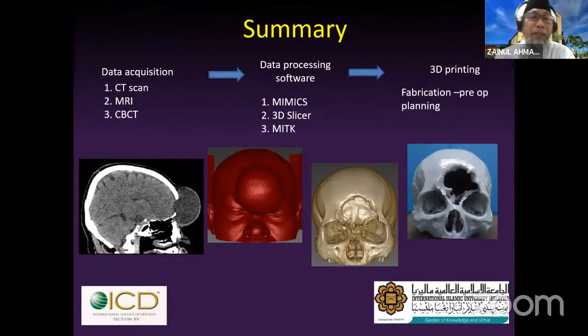In summary, again, just to recap what I have explained to you, we have the raw data from CT scan, MRI, CBCT. We need to have software also. Mimics is a commercial software from Materialise. 3D Slicer is basically from MIT. MITK is also from the German Cancer Institute. So these are some of the commercial and open source software.